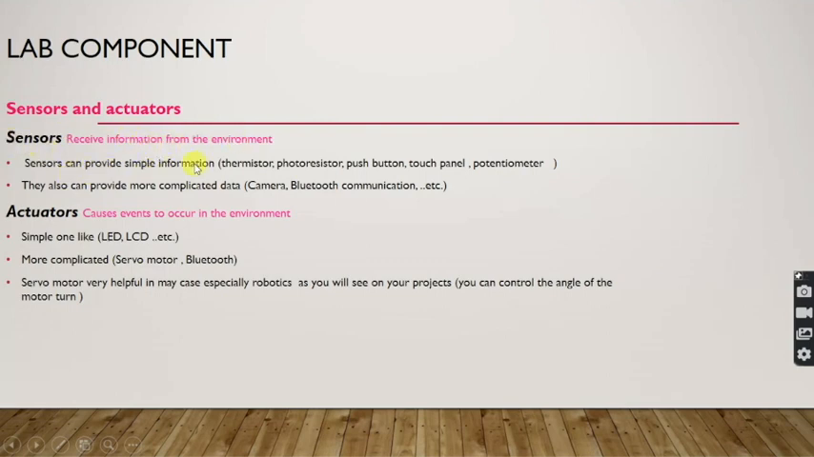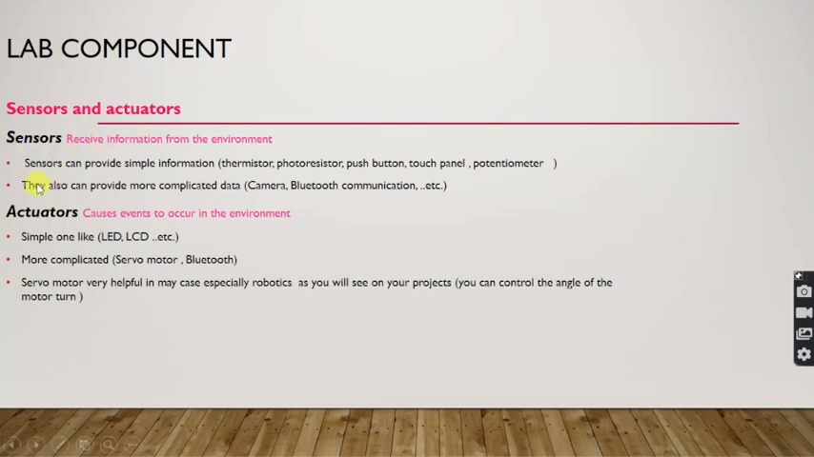A sensor can provide simple information. For example, the thermostat will give you a temperature. A photoresistor will give you the intensity of the light. A push button will give you information about whether the user pressed the button or not. The touch panel and the potentiometer will give you information about how much the knob is turned. They can also provide more complicated data. For example, a camera as a sensor provides complicated frames, complicated pixels, and Bluetooth communication, etc.